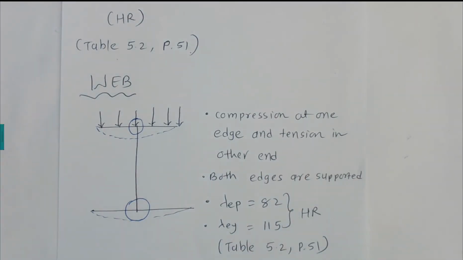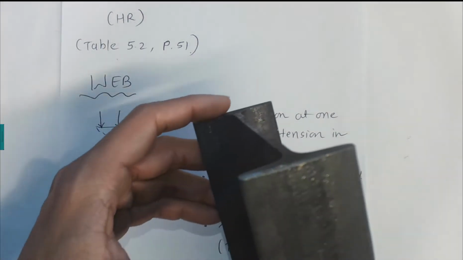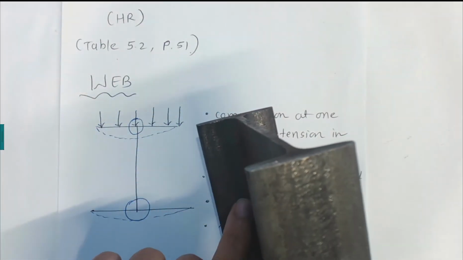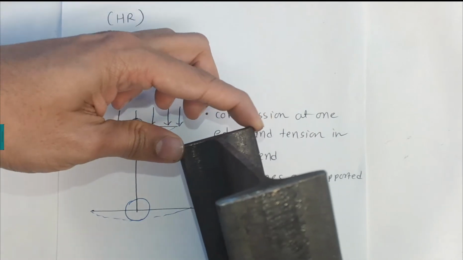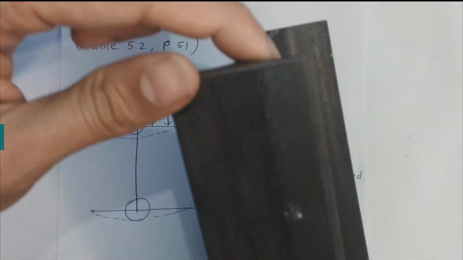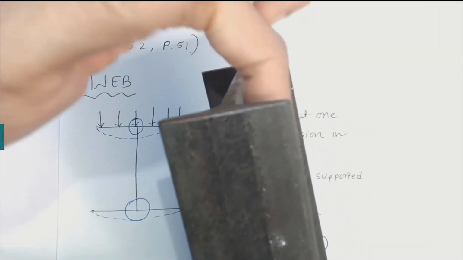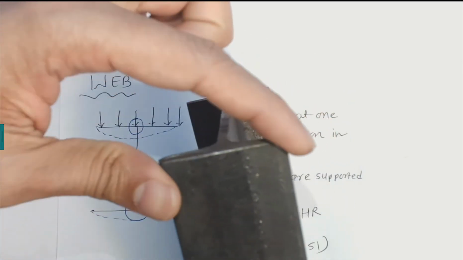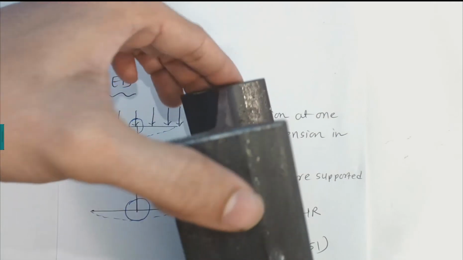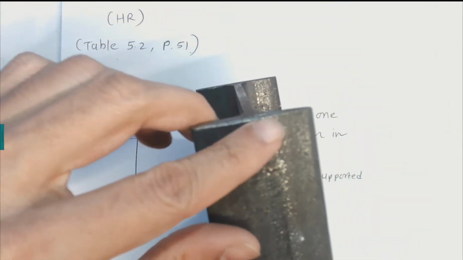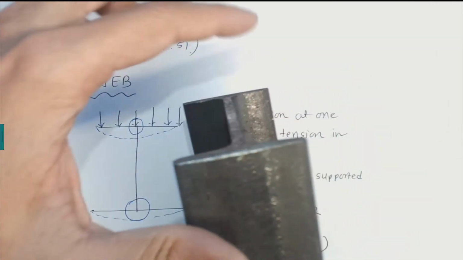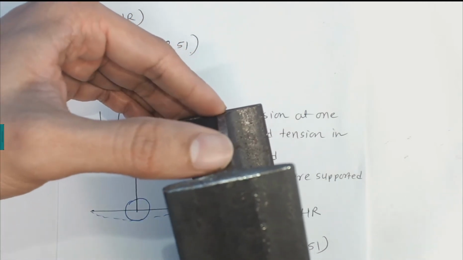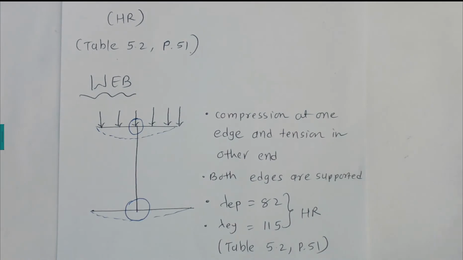So what happened here, if I show it in the case of the I-beam, we are talking about this web. As you can see, this longitudinal edge of the web at the bottom is supported by this one, and this top one, which is going across this one, or you can say this edge under this one, is also supported by this one. And when I bend it, this will go under compression and this will go under tension. So one edge is under compression, another edge is under tension, and both edges are supported.